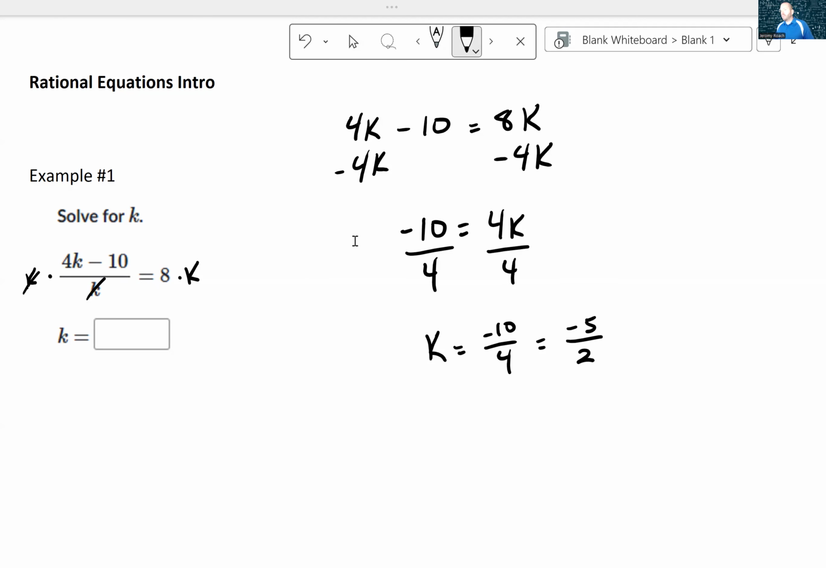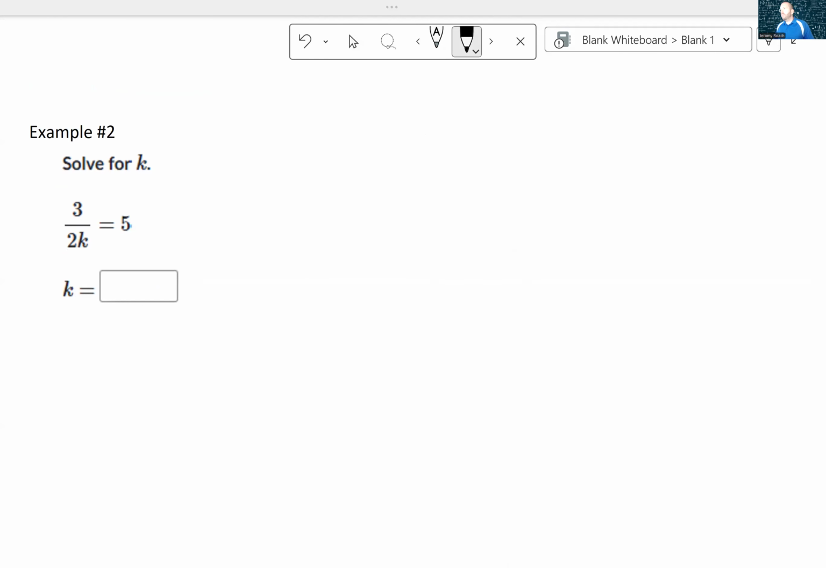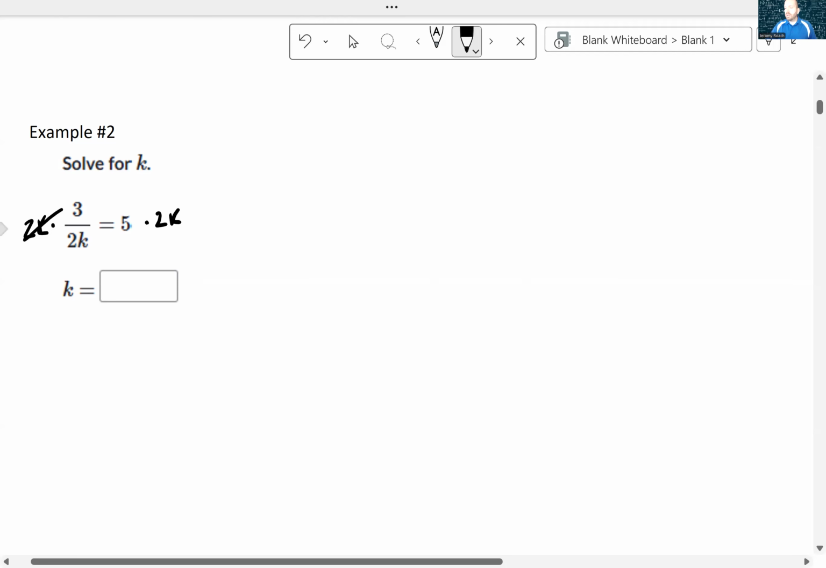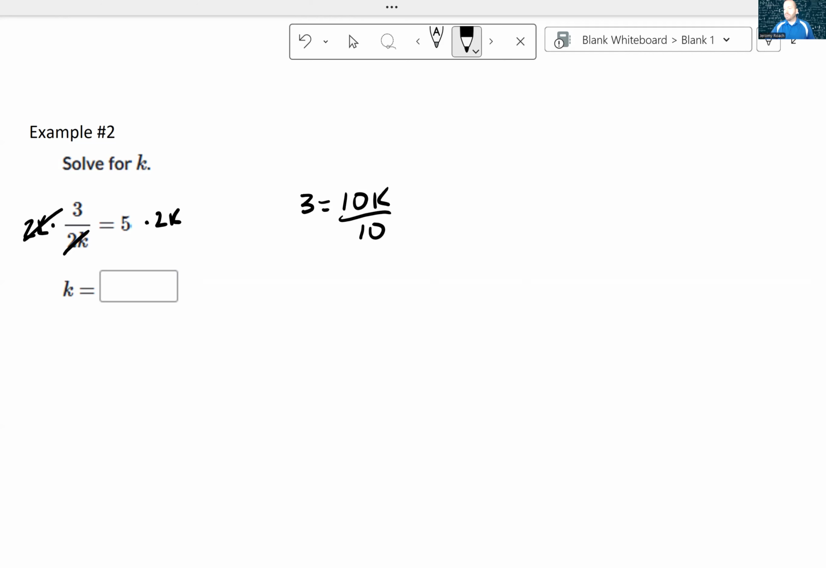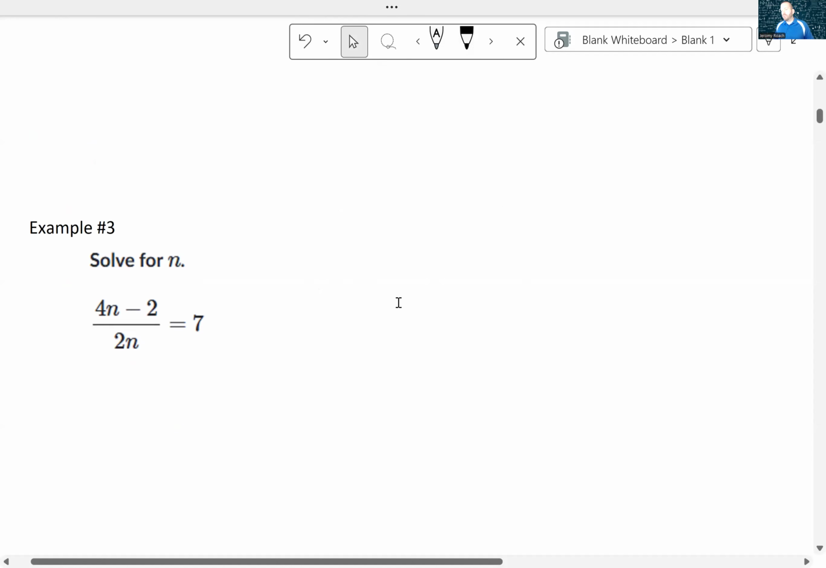Okay, so that one wasn't too bad. Same thing for this next one. We're just going to multiply by 2k on both sides. Cross out the denominator. We get 3 equals 10k. Divide by 10 on both sides, and we get k is 3 over 10. Pretty simple.